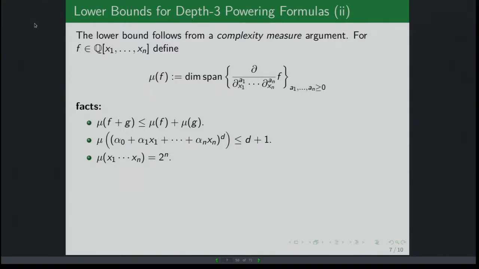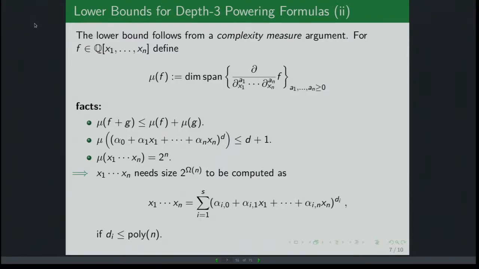Okay, you combine these 3 things, and you immediately get the lower bound, that the monomial needs exponential size to be computed this way. Right? You apply mu to both sides, you use subadditivity, and then each of the summands has small measure. Okay, this is assuming that the exponents are small, but you can sort of remove that with another argument. Okay, so this is the lower bound. You can see it's fairly simple, and obviously, it can be generalized in a lot of different ways.